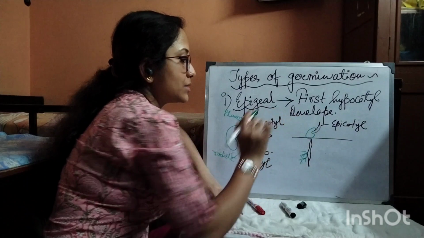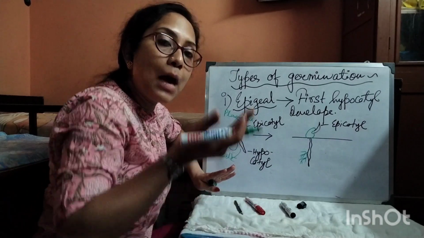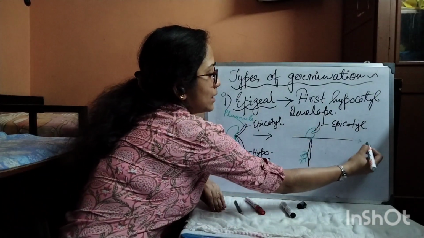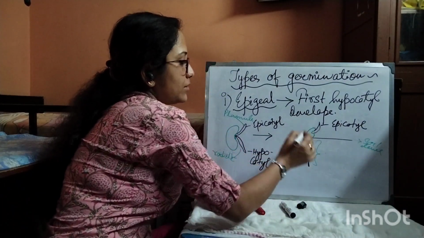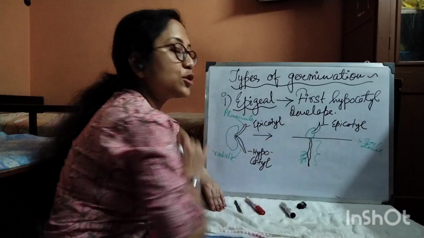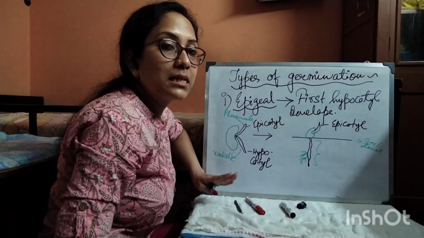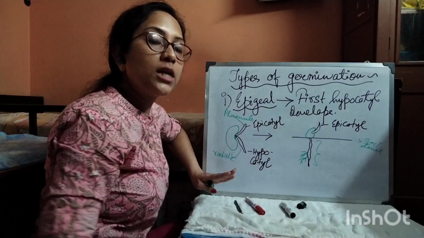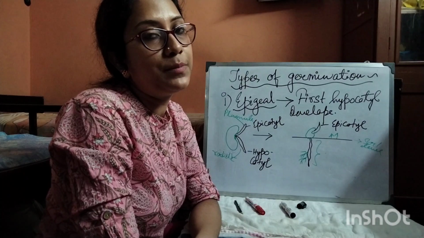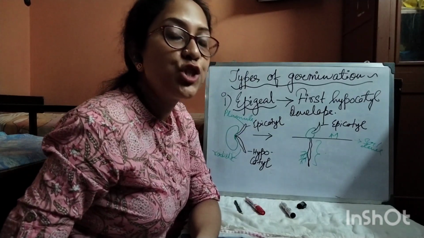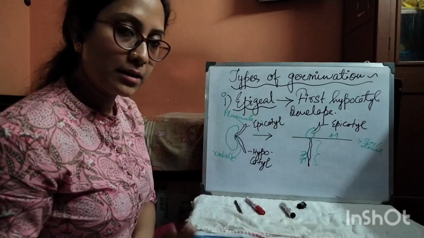The hypocotyl will develop first, and it will eventually push the epicotyl portion and the cotyledon above the soil level. If this is the soil level, the development of the hypocotyl portion, the development of the radicle, the primary root, will eventually push the total seed, cotyledon and epicotyl portion above the soil level, and this type of germination will be termed as epigeal germination. I think up to this you have well understood the portion.